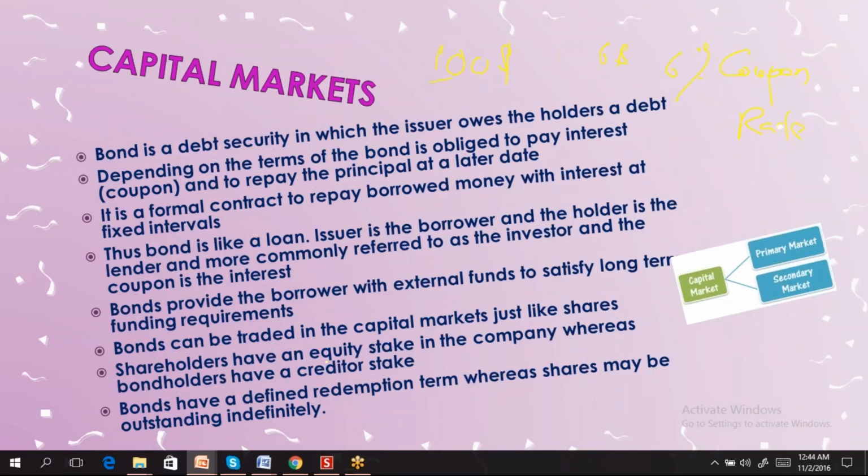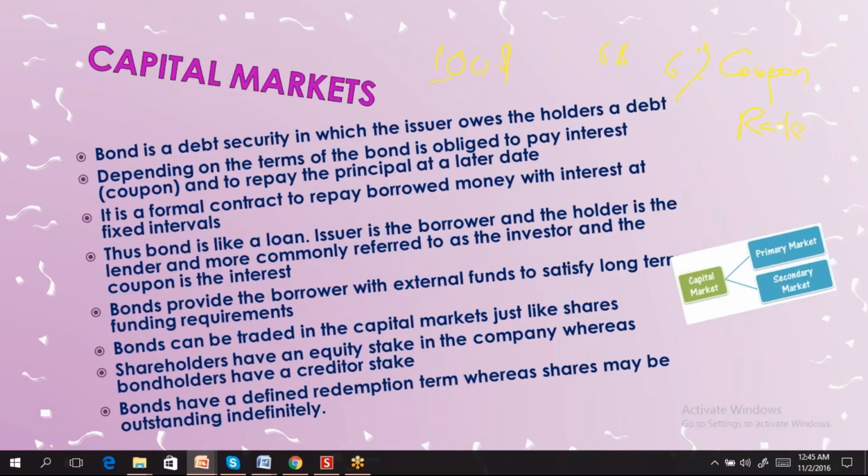Once they have a definite redemption period, they will say 2020, 2025. So normally when they say 6% bonds 2020, that means annually you have to pay 6% interest on the nominal value, and it will be redeemed in 2020. So that's the terminology when you say 6% 2020 bonds.